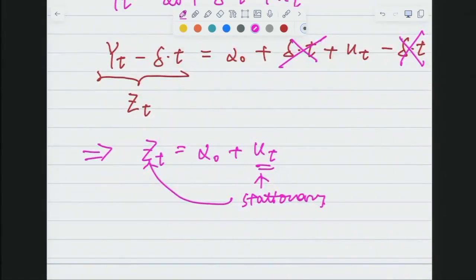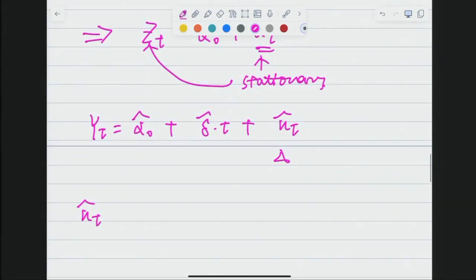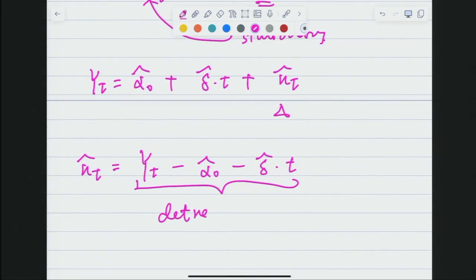And of course, in real life, we never know the value of delta. That means we should estimate delta first by regressing y on the time index. That will give us alpha hat naught plus delta hat times t plus the residual. It's the residual that does not have a deterministic trend component, because u hat t is equal to yt minus alpha hat naught minus delta hat times t. So it's the detrended series, and it must be stationary, okay?